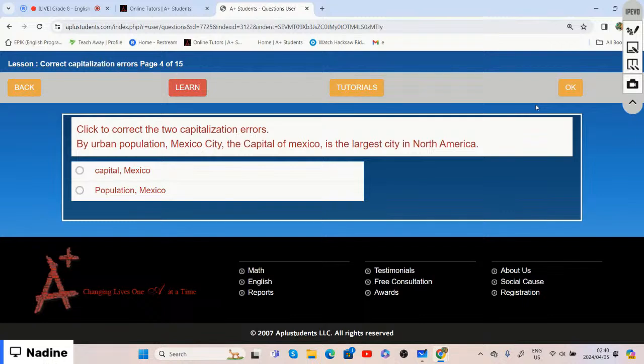We now need to click the two capitalization errors. By urban population, Mexico City, the capital of Mexico, is the largest city in North America. So is it capital and Mexico, or population and Mexico? We need to correct the two errors.